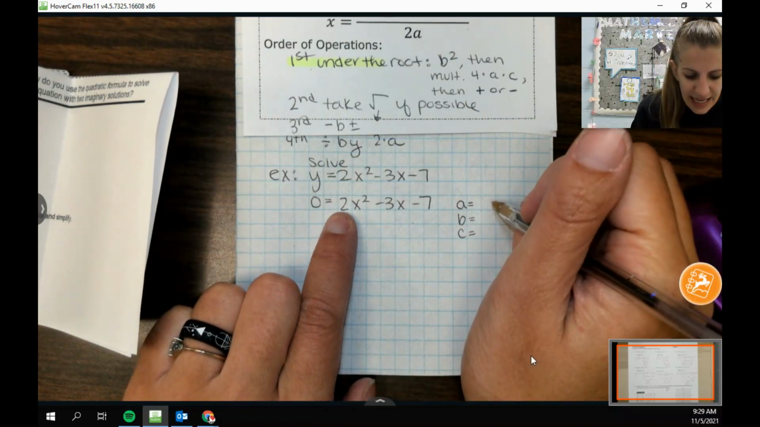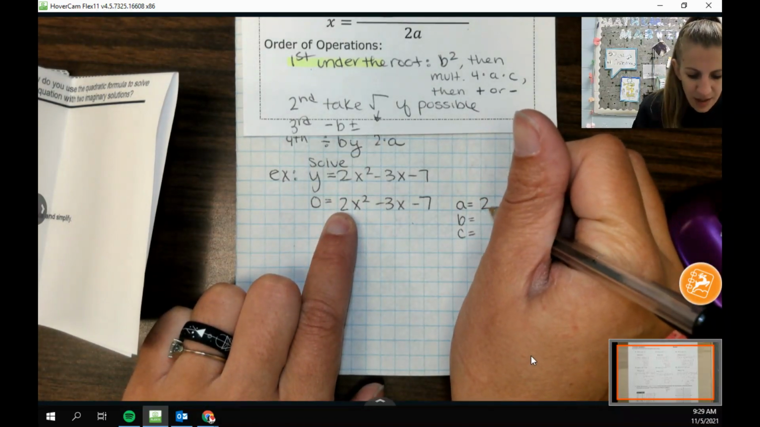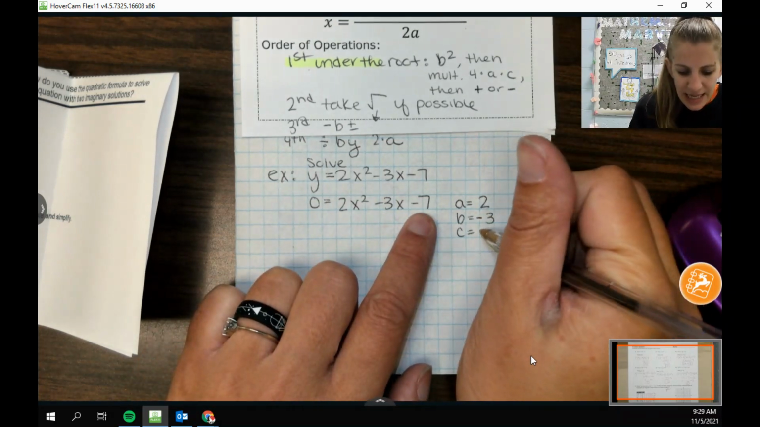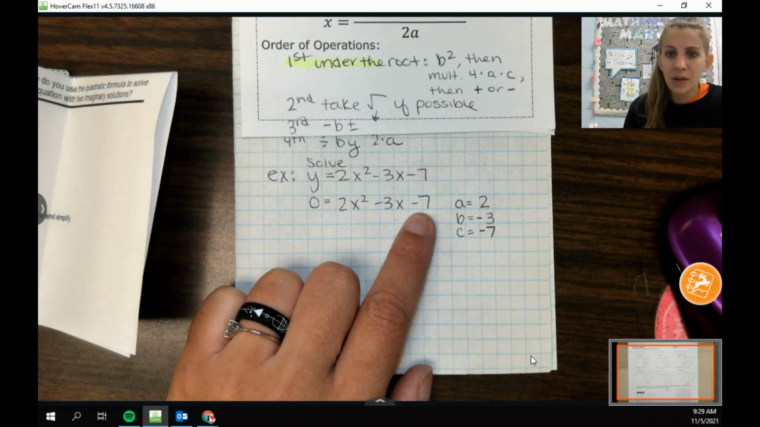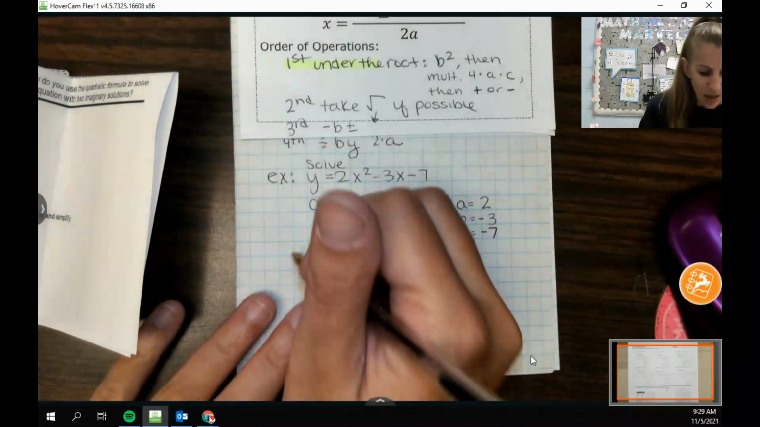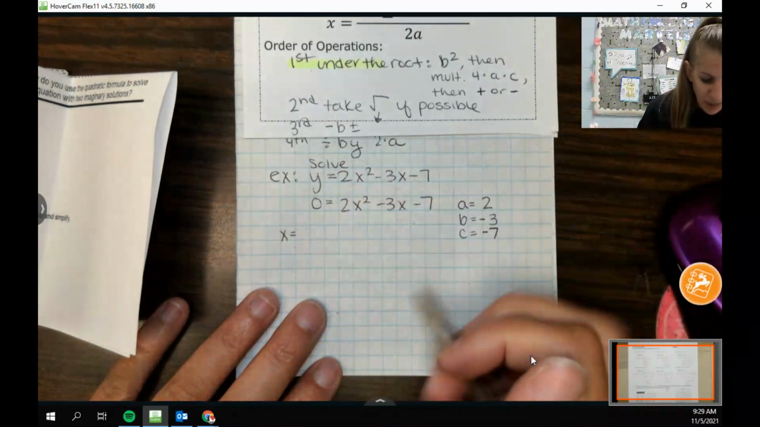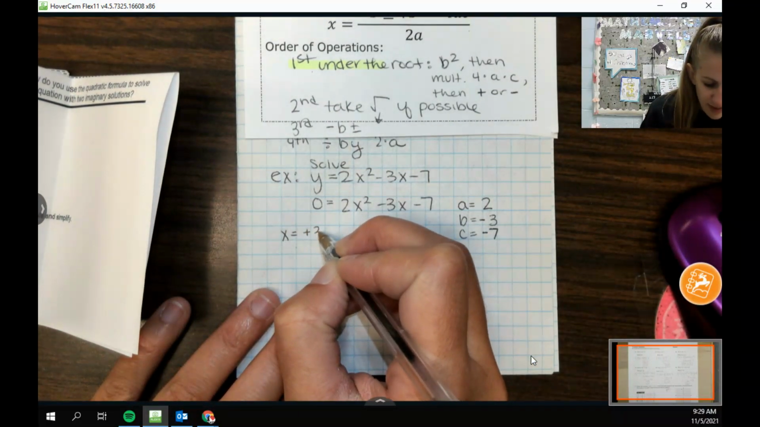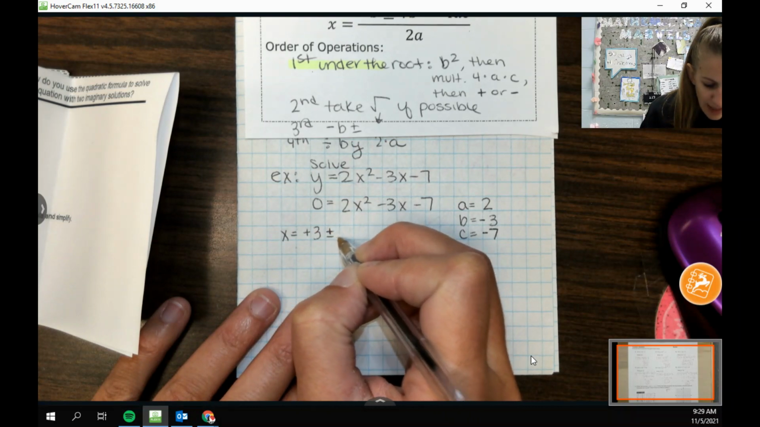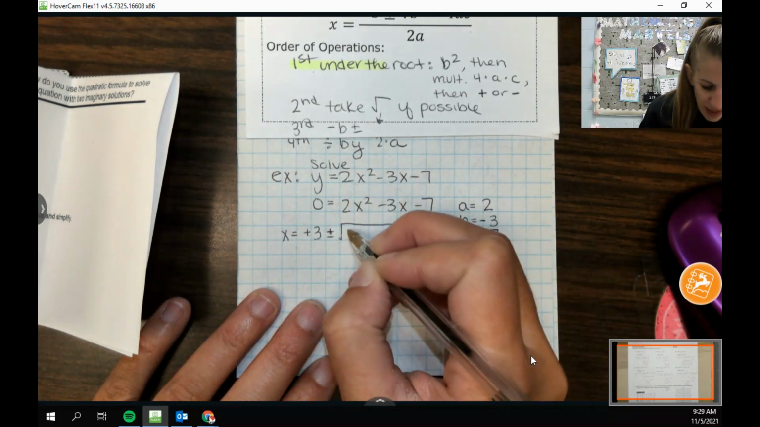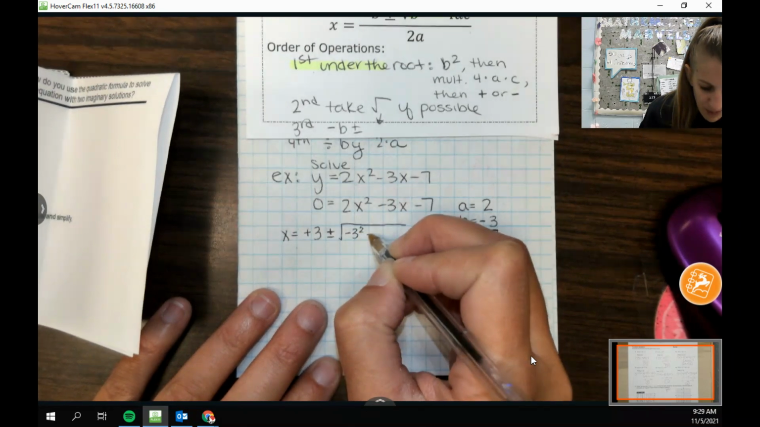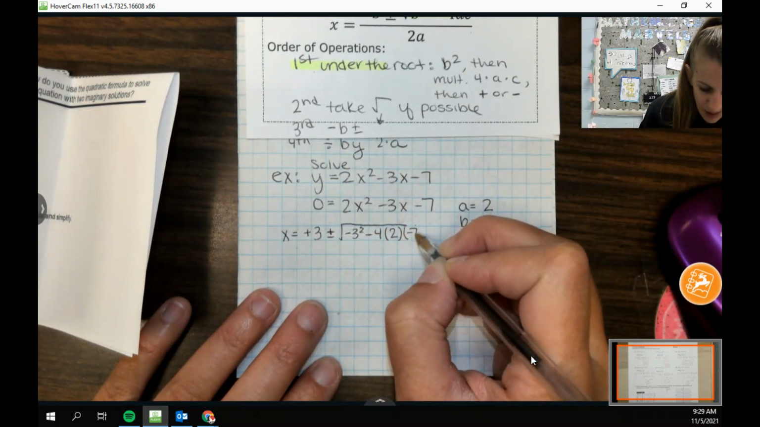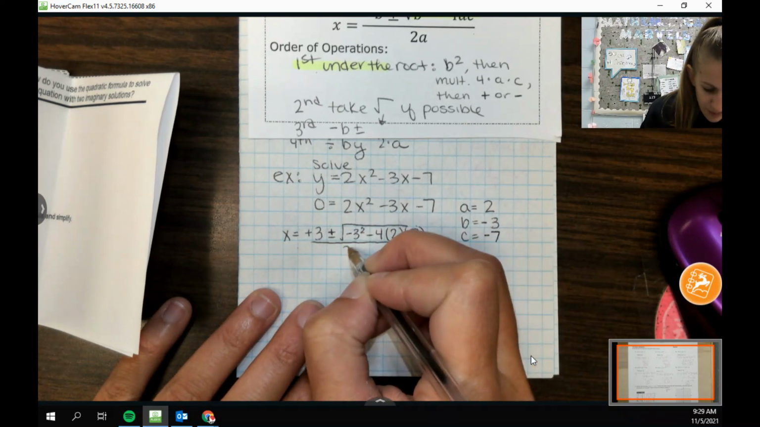A is always the number on x squared, b is always the number on x, and c is the number all by itself. You always want to take the signs with it. And then we just fill in our formula. So we have negative b, which will actually make that a positive 3, plus or minus the square root of b squared minus 4 times a times c, all over 2a.